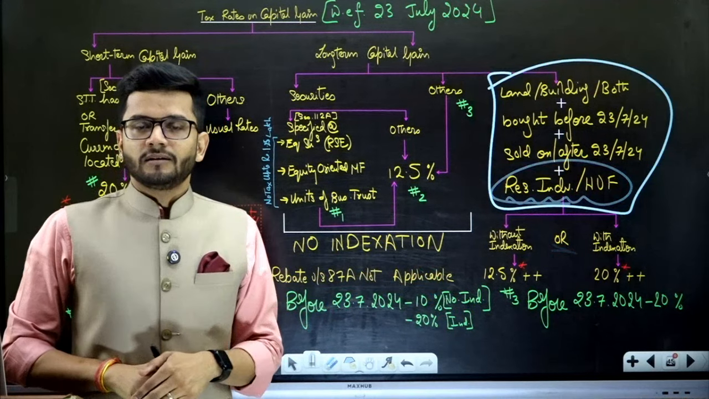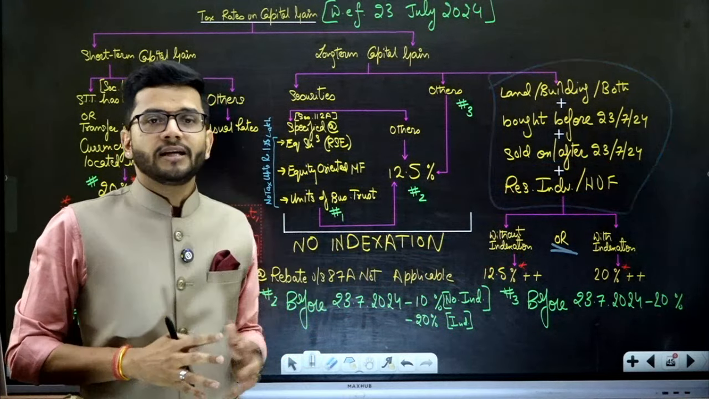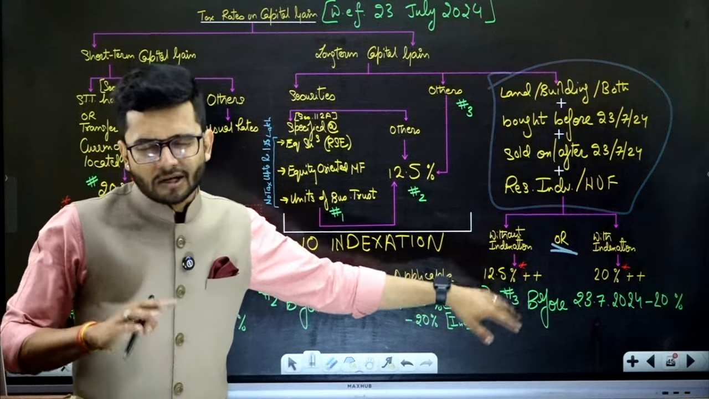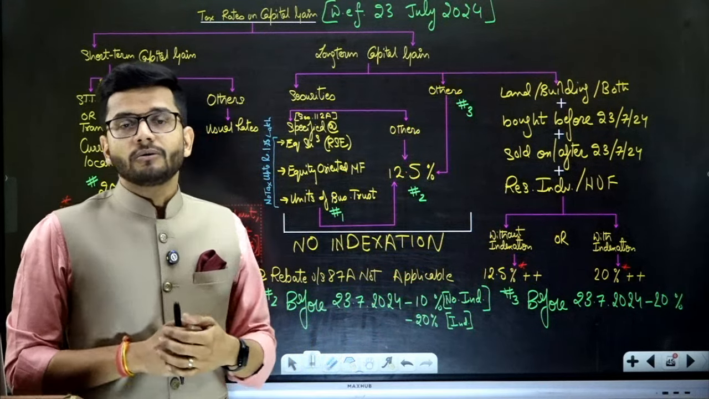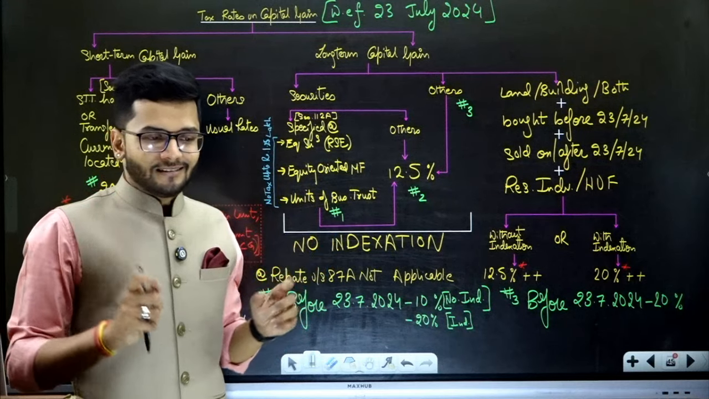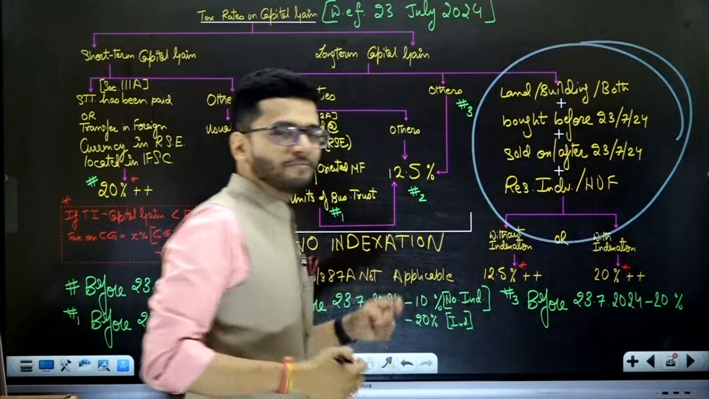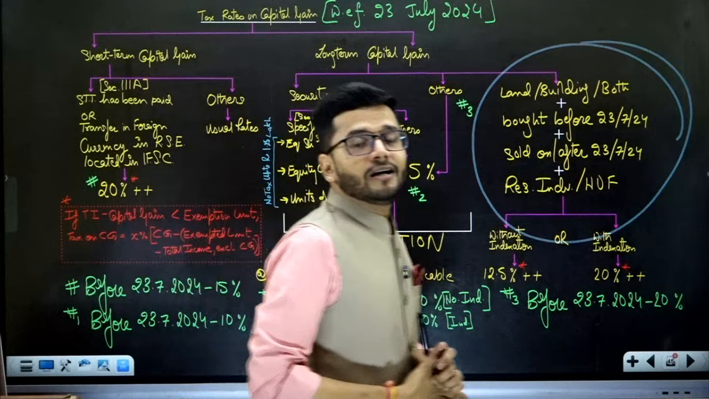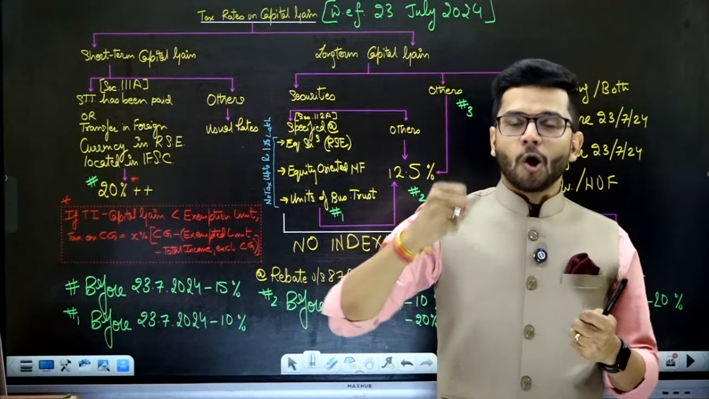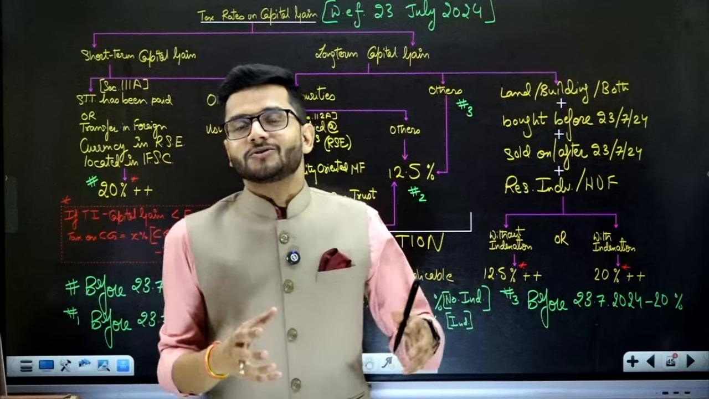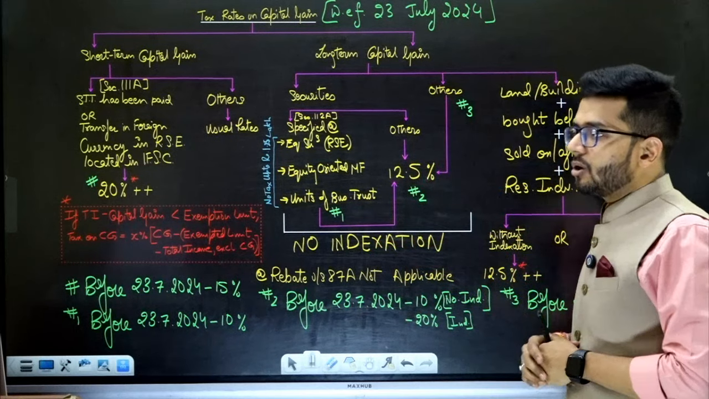Without indexation, you can get your capital gain tax at 12.5%, or with indexation, you can get your capital gain tax at 20%. Of course, surcharge and education cess, if any, shall be applicable accordingly. So this is the exception which has been carved out, and to my mind, if I am the paper setter, then I will definitely give an adjustment for this particular exception, which has been specially carved out for grandfathering the benefit of indexation to the people who have already bought their properties long back and want to sell after 23rd July 2024. So this is the gist of the amendment which has taken place in long-term capital gain.